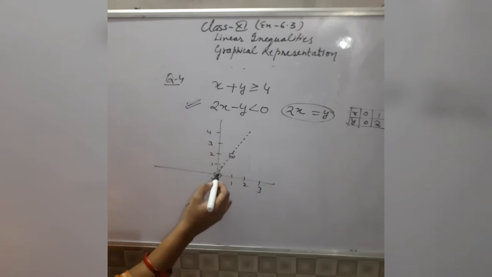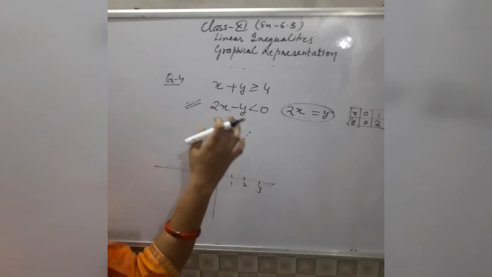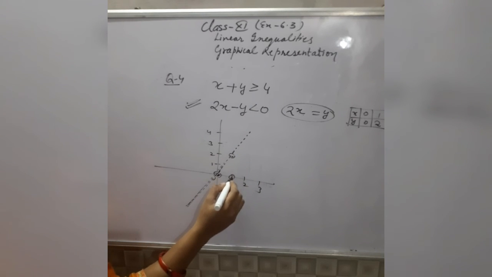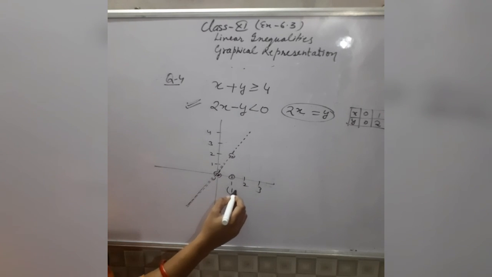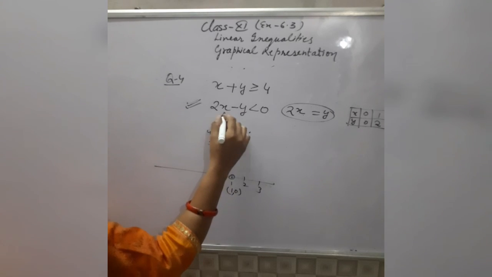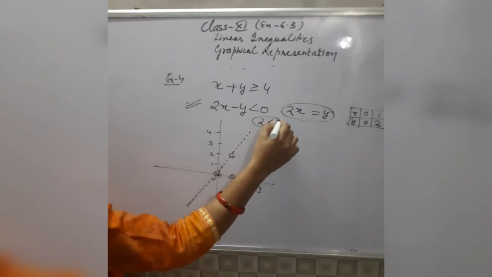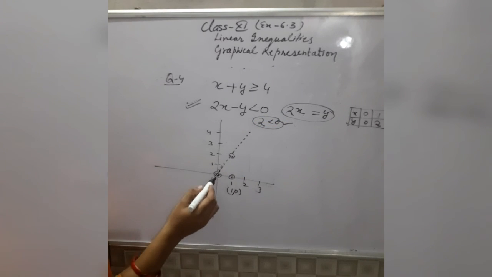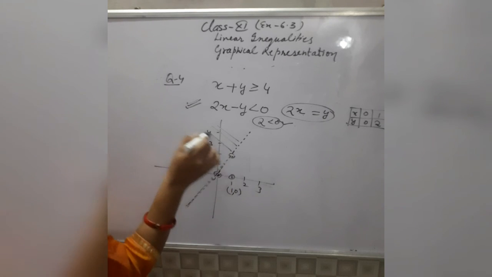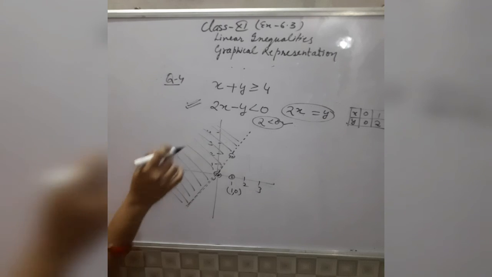Now for the shaded region, this line already passes through the origin, so you will not take the origin in this case, you will put any other point other than the origin. You can take this point, the coordinates of this point: x is 1, the value of y is 0. If you put x equal to 1 and y equal to 0 in this case, then you will get 2 less than 0, and this result is false. It means you will shade the region away from this point. Away from this point means in the upward direction. So this is the graph for the second equation.